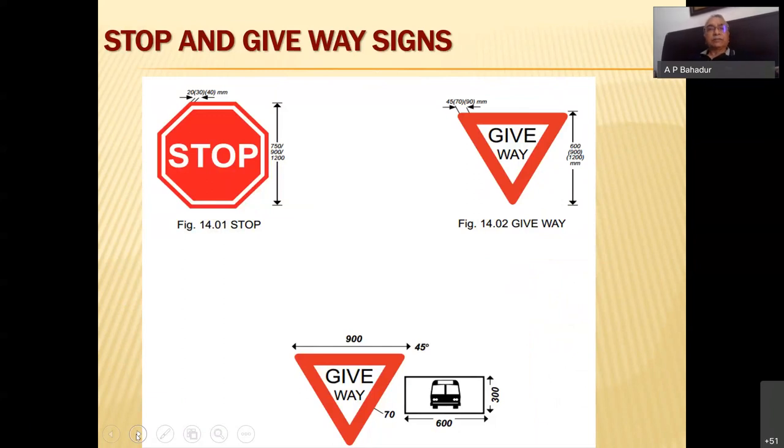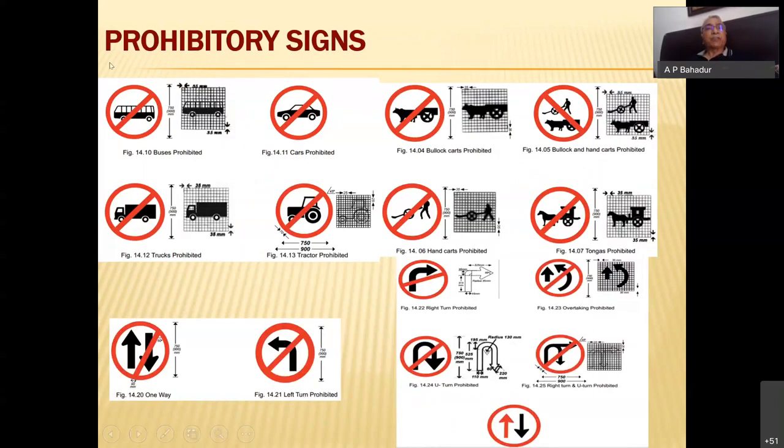So these are the sign configurations. As you can see here, the stop sign shape and configuration is different. Otherwise, it's a give way and a stop sign. These are different, but otherwise, the mandatory or guide signs, prohibitory signs or regulatory signs are circular in shape, with a red border and black legend.